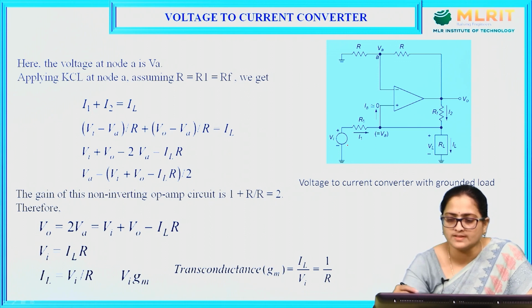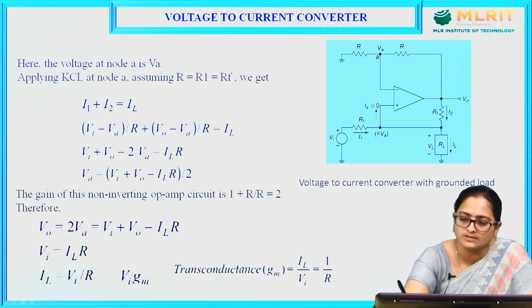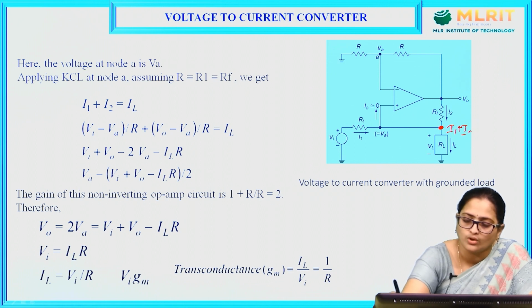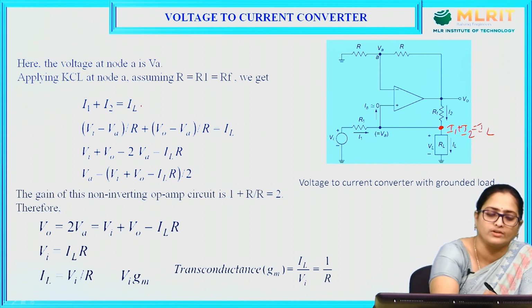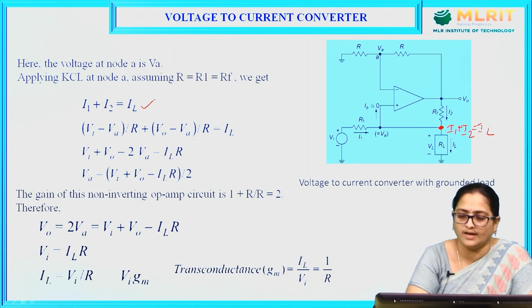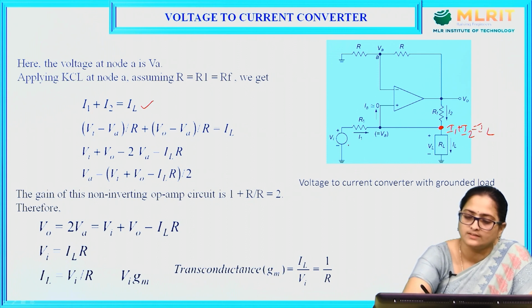Now, from this circuit, if we apply KCL at this node, the current entering the node is I1 and I2, which is equal to IL. So here you can write the equation I1 plus I2 is equal to IL. Now, I1 can be given as Vi minus Va, where Va is the voltage at this node A. So you can write I1 as Vi minus Va divided by R1.